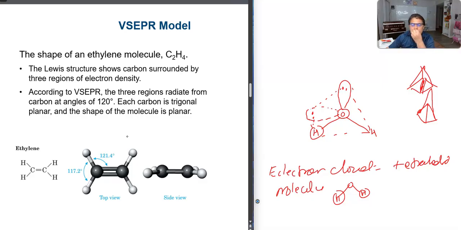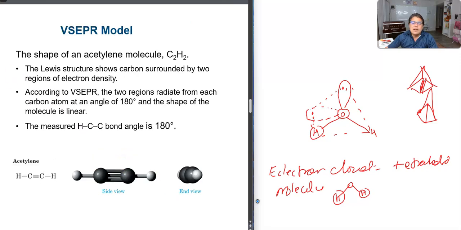Now let's see the other one. The C2H4 ethylene molecule looks like that. This angle is 121.4 and that angle is 117.2. And if you look from the side, it is planar, right? Trigonal planar it is. Each carbon atom is trigonal planar, in one plane. That carbon is also in one plane. That's why each carbon is trigonal planar, and the electron cloud density is the same. So that's another example. Now let's see this one. This also looks like that.